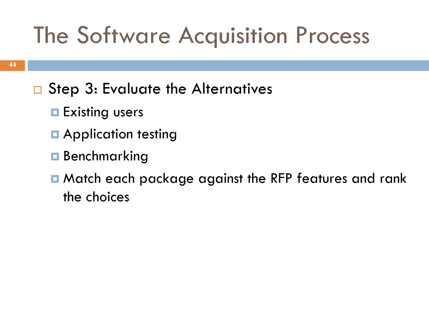Step 3 is to evaluate the alternatives after you have achieved several alternatives. So look at the existing uses of the system or the software, do application testing, do benchmarking, compare, meaning compare one application or one software to another, match each package against the RFP features, and rank the choices.